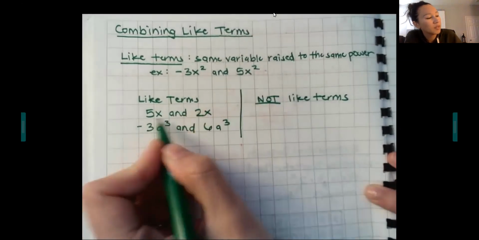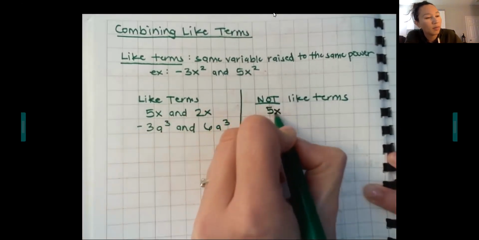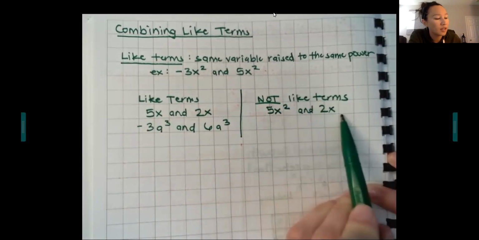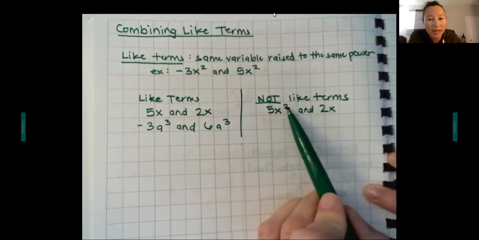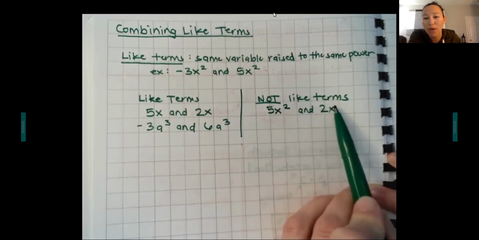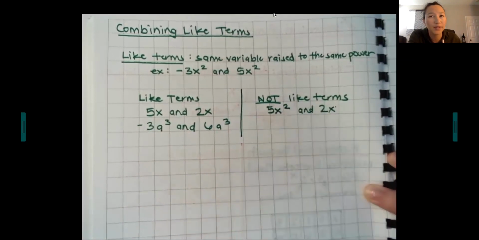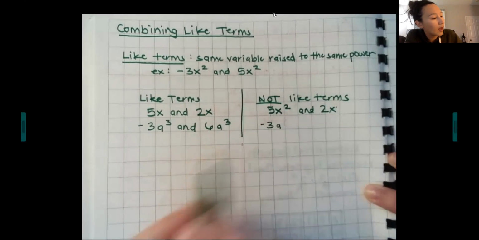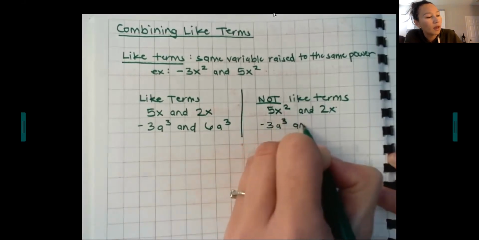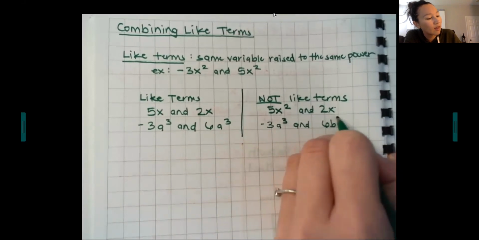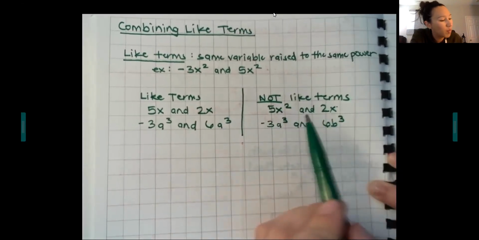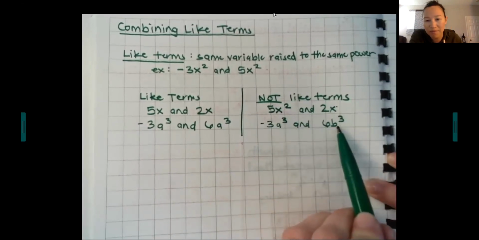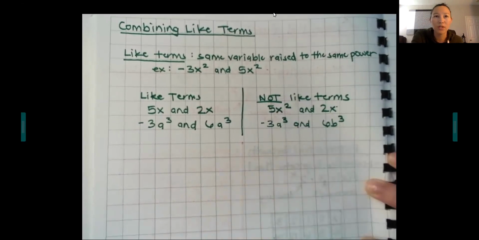So not like terms. If we change this just a little bit, 5x squared and 2x, they are no longer like terms. They both have x, but now this one has a power of 2 and this one has a power of 1. So those are not like terms. We would not be able to combine those. And the same thing here. If we have negative 3a cubed and 6b cubed, they both have a power of 3, but the variable is different. This has a variable of a and this has a variable of b. So we would not be able to combine those. Those are not like terms.